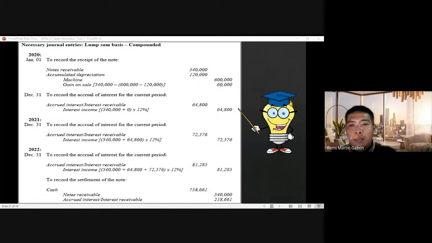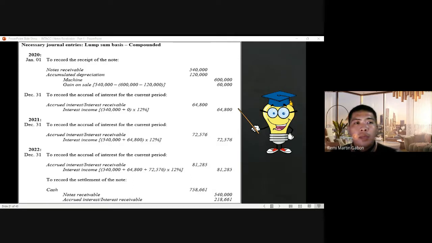How much is that? Sige nga, calculator warriors, magkano yung book value? Okay. That is correct. 480,000. So I hope the others were able to get 480,000. So 540 minus 480, we have it 60.